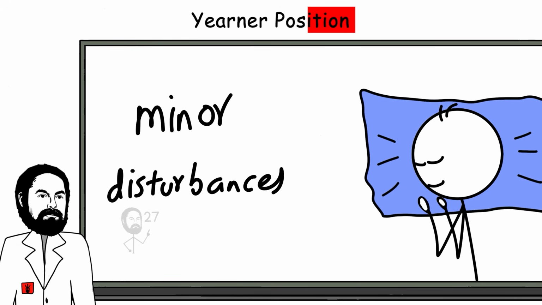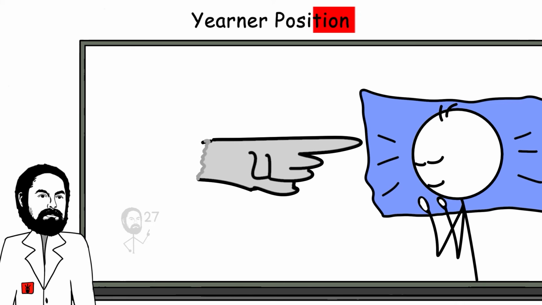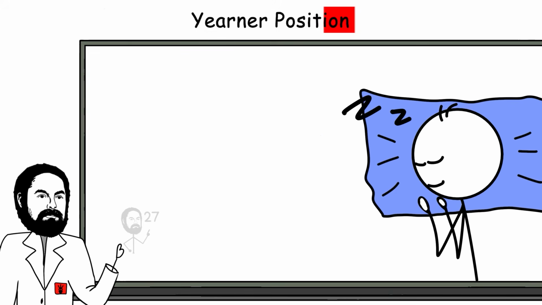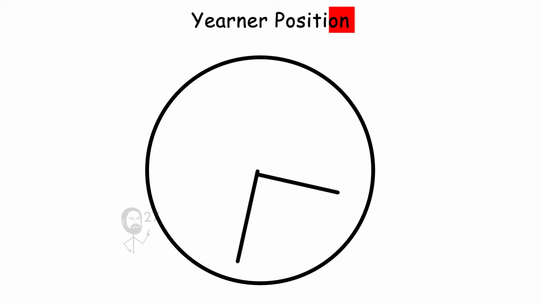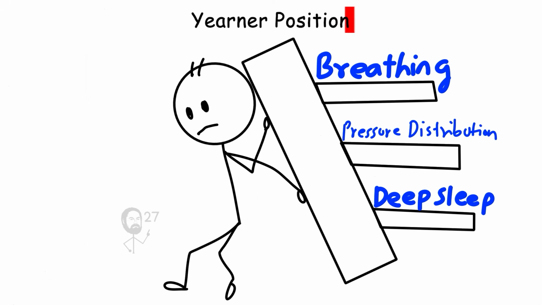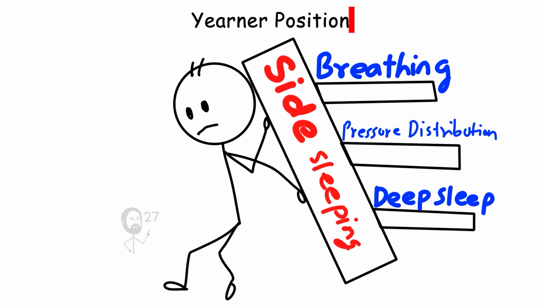Consequently, minor disturbances, such as light pressure or small movements, are less likely to cause awakenings, helping sleep remain continuous and stable. Over time, this combination supports balanced breathing, better pressure distribution, and fewer unnecessary sleep interruptions while maintaining the core benefits of side sleeping.